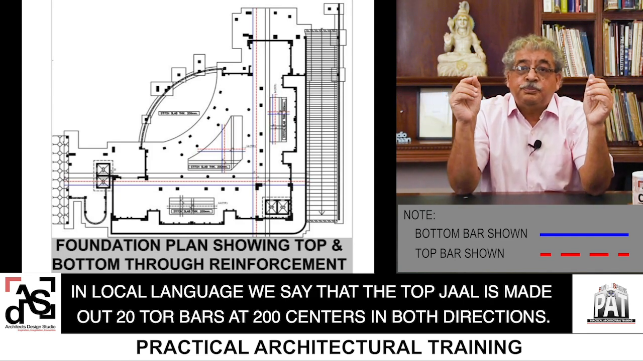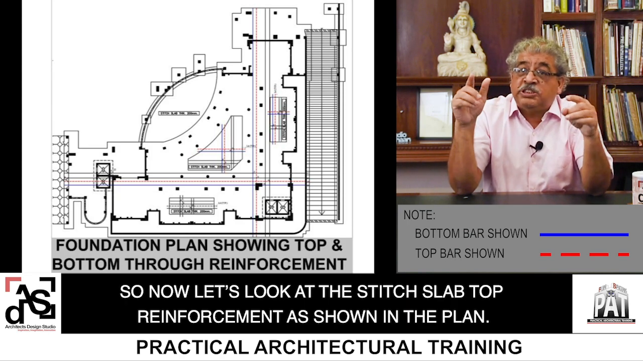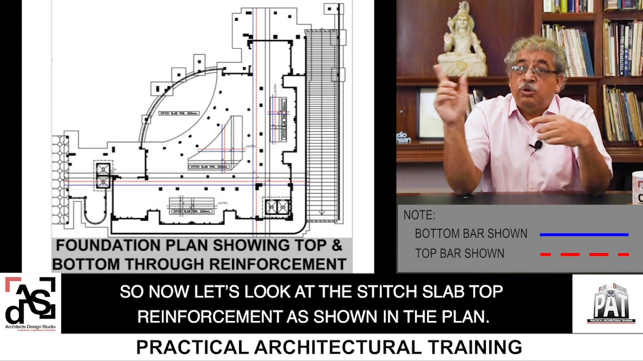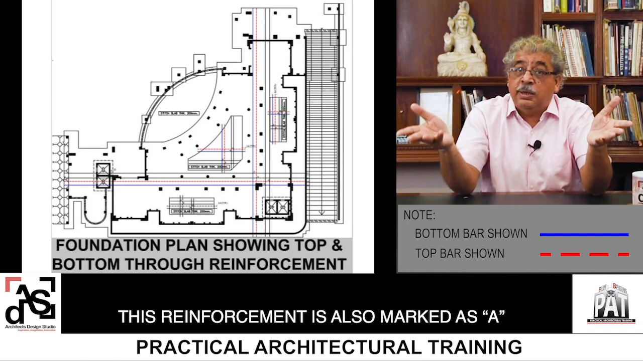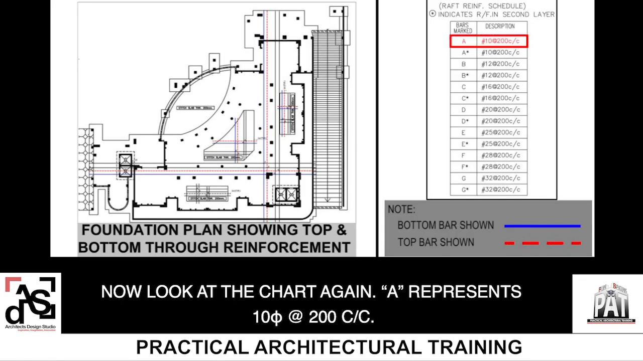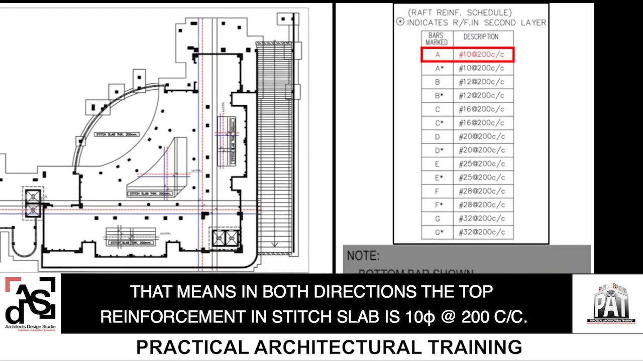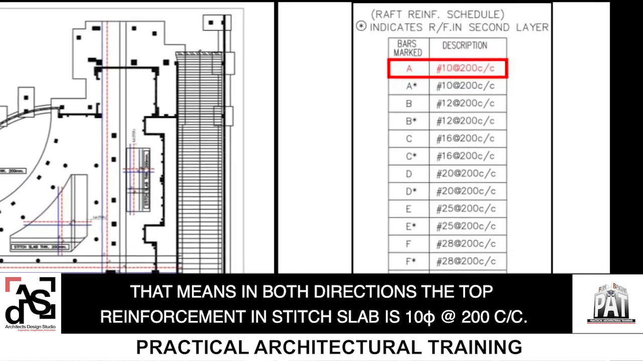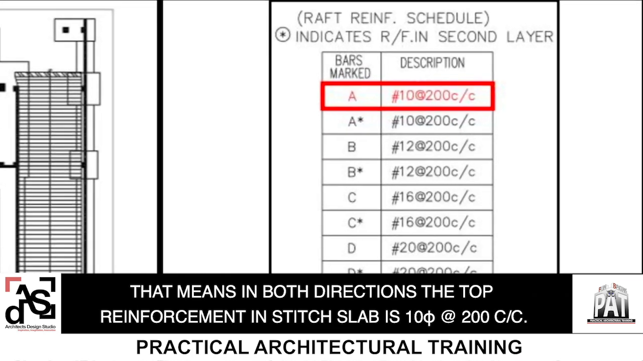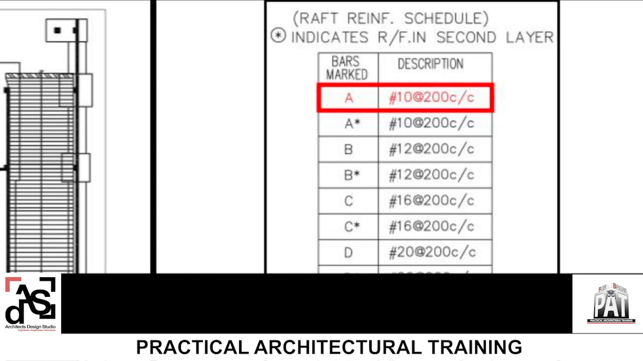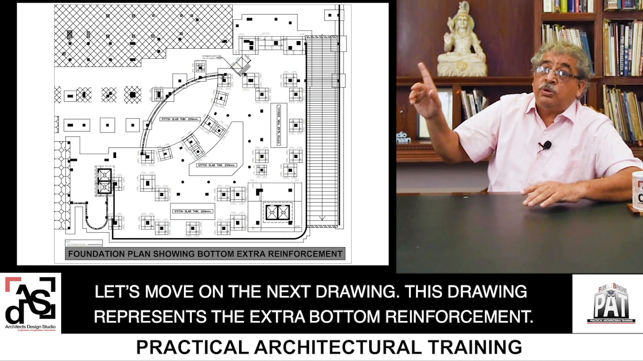Now let's look at the stitch slab top reinforcement as shown in the plan. This reinforcement is marked as A again. Now let's look at the chart again. A represents again 10 torr at 200 center to center. That means in both the directions, the top reinforcement in the stitch slab too is 10 torr at 200 center to center. Now we have completed this drawing. There is nothing else in this drawing. Let's move on to the next drawing.